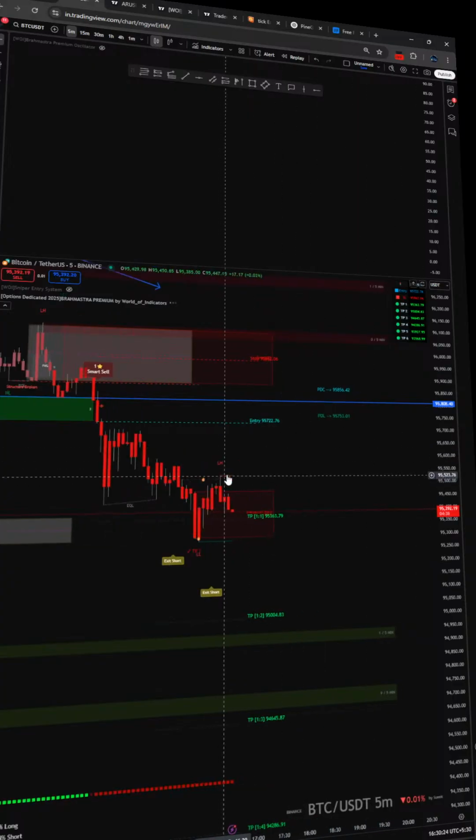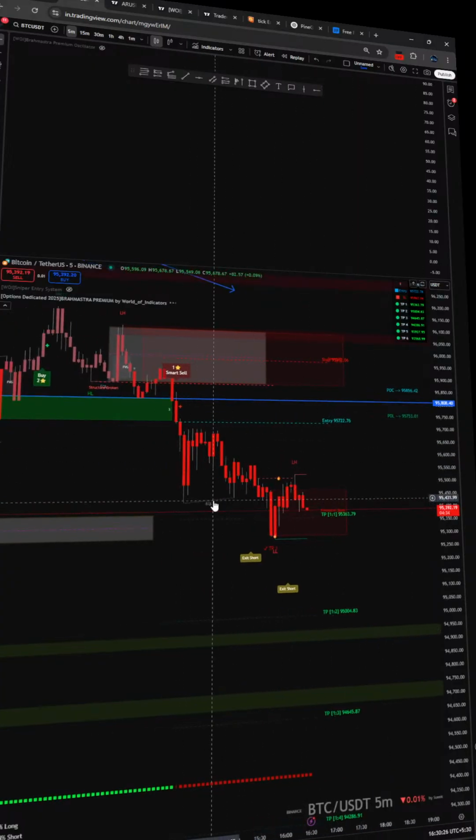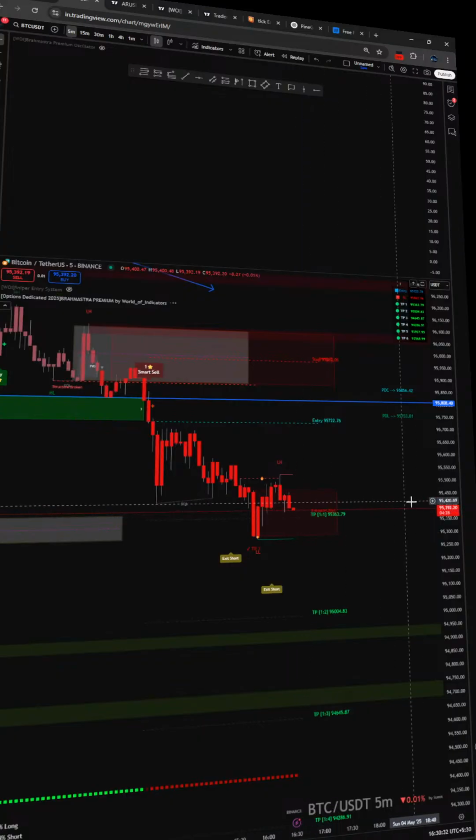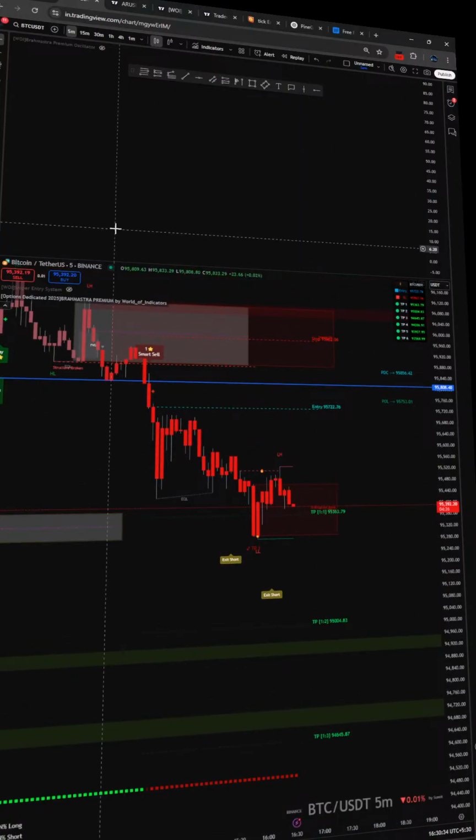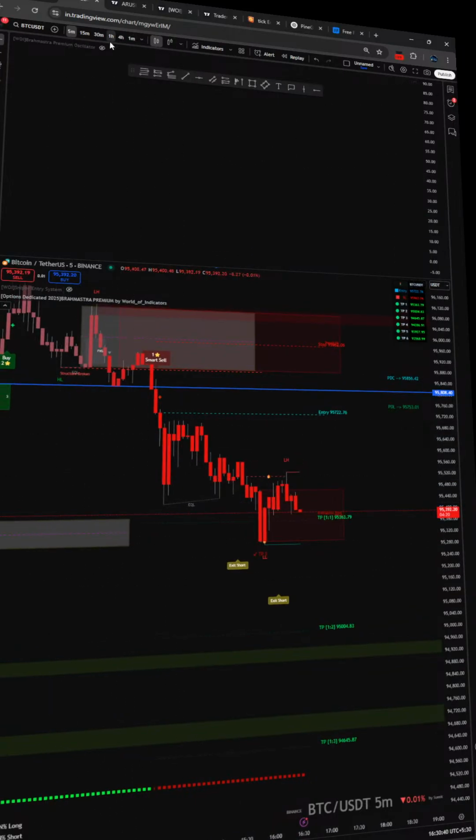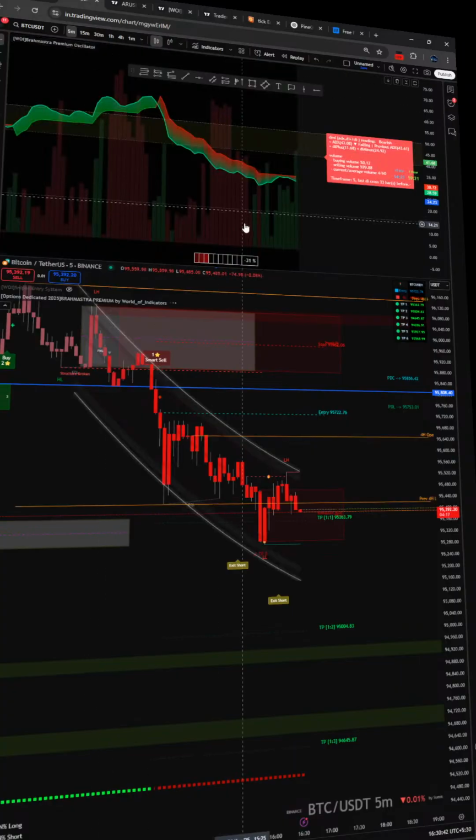We can see here this is the liquidity created and liquidity taken. Here is also liquidity. The market is in a mitigation block. So this is pure smart money concept I am telling you right now. There are also many advanced things. We have got the oscillator on time.